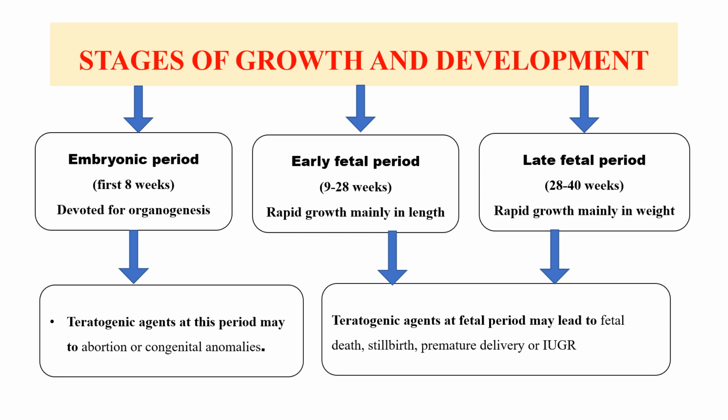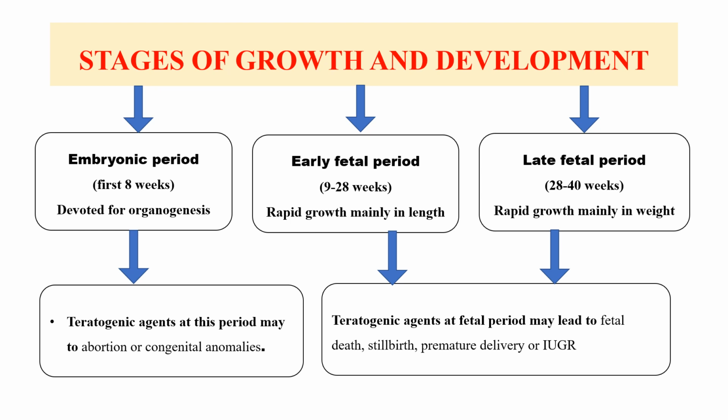There are different stages of growth and development. We have three stages: the embryonic period, early fetal period, and late fetal period. Firstly, the embryonic period is in the first 8 weeks of gestation, and it is for the sake of organogenesis. So any teratogenic effect or agents at this period may lead to abortion or congenital anomalies.